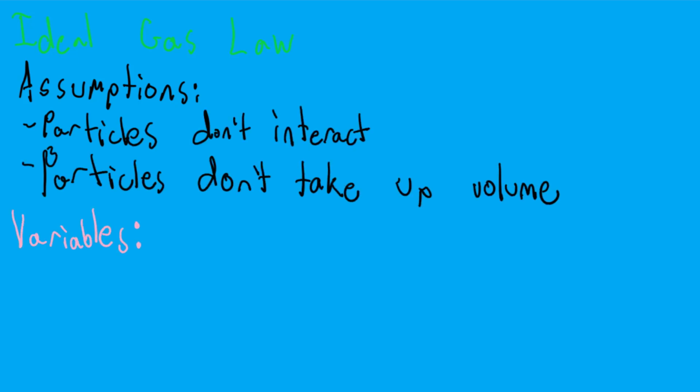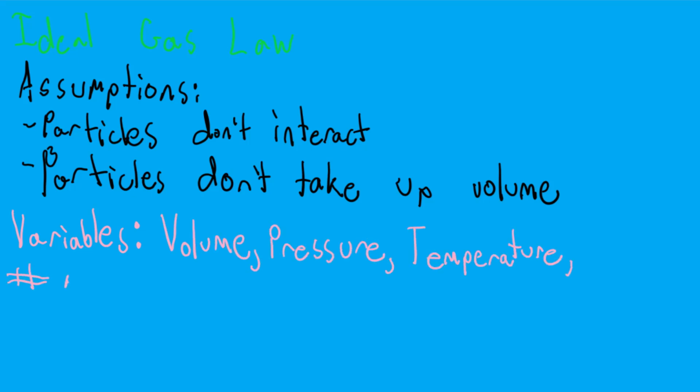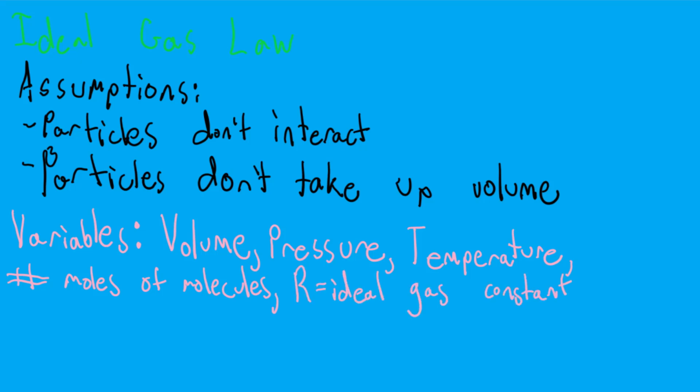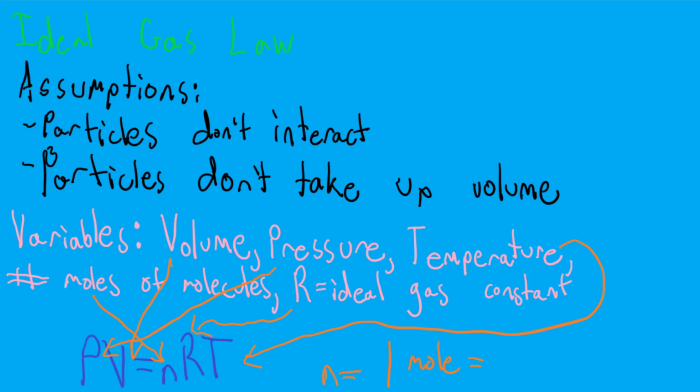The variables for this formula are volume, pressure, temperature, number of moles of molecules, and R, which is the ideal gas constant. All of these variables are connected by the formula P times V equals N times R times T. P corresponds to pressure, V corresponds to volume, N corresponds to the number of moles of molecules, R corresponds to the ideal gas constant, and T corresponds to temperature. In 1 mole, there are 6.02 times 10 to the 23rd molecules.